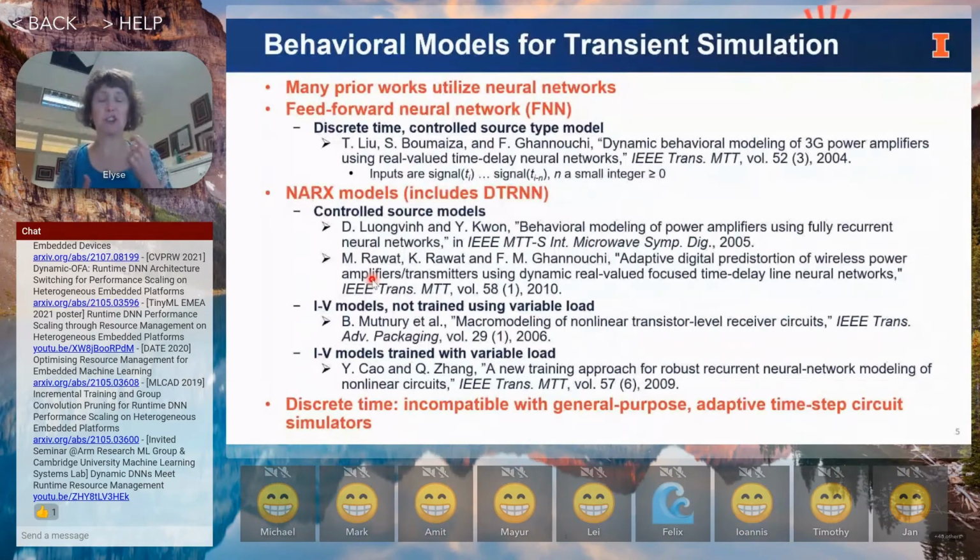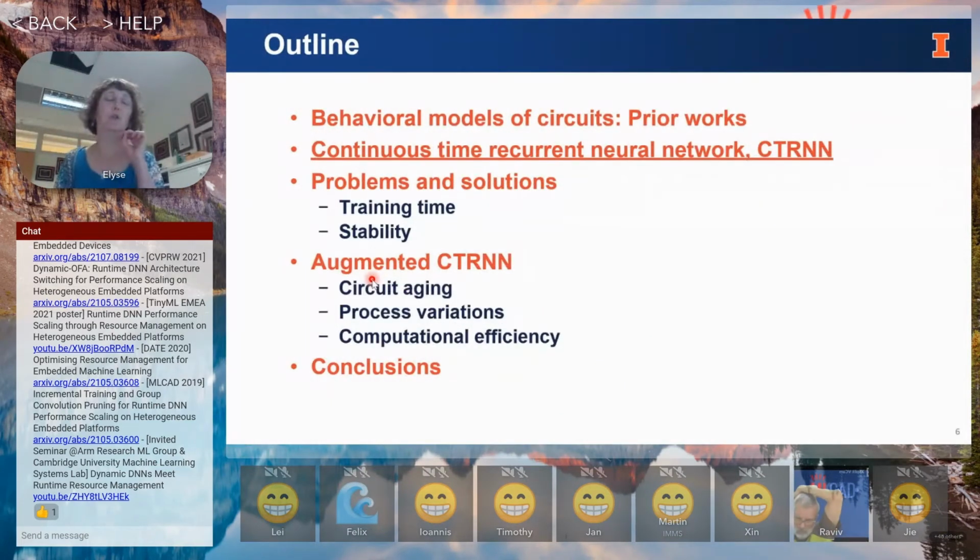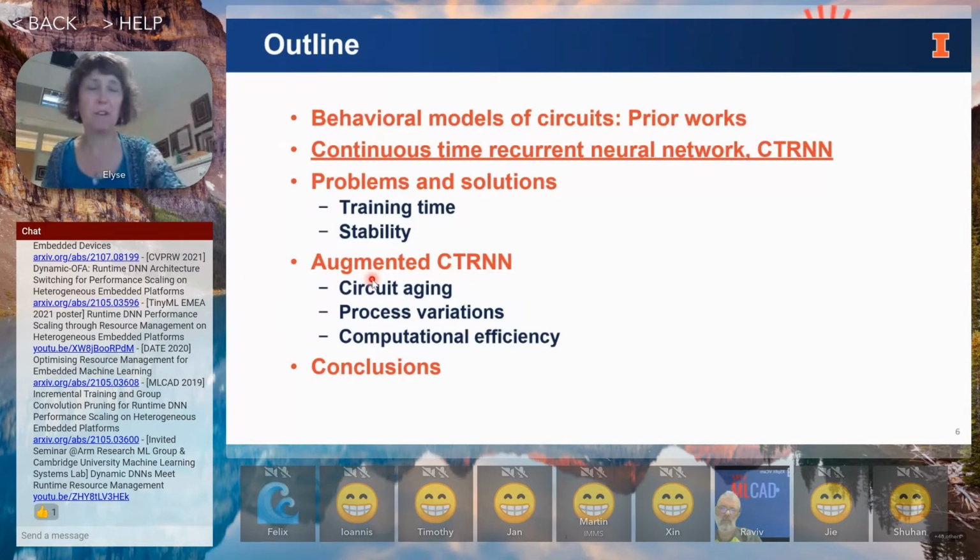However, all of these models have one overarching shortcoming, and that's they are discrete time, fixed time step models. And that means they can't be used with a general purpose commercial circuit simulator, which of course does an adaptive time step transient analysis. And so we're going to need to look at continuous time behavioral models.